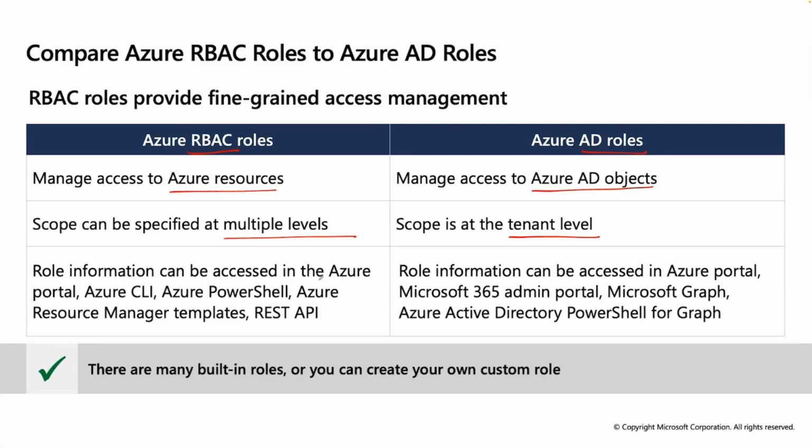So the role information can be accessed in the Azure portal. So these are the tools: Azure portal, Azure's command line interface, PowerShell, Azure Resource Manager template, and REST API. So these are the different areas where you can look at the role information. Where Azure AD role information can be accessed in Azure portal, Microsoft 365 admin portal. So there's a separate portal for Microsoft 365. You've got Microsoft Graph. You've got Azure Active Directory PowerShell for Graph, and that's how you can manage AD objects. So these are the key differences here.